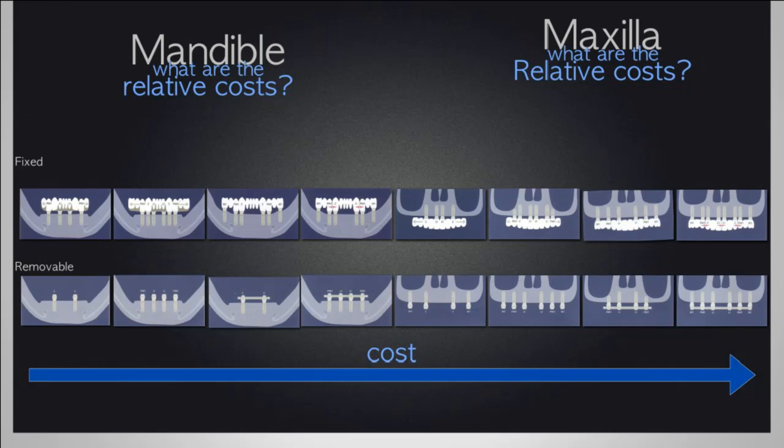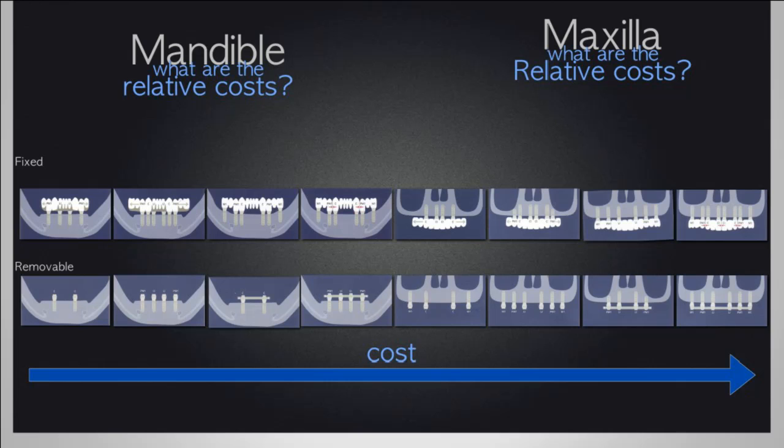The reason for the increase in cost between this option and that option is there is actually more CAD/CAM milling required for that option, and that means that the cost, because of the external cost of using a laboratory, as well as manufacture of the bar, tends to push the cost up. Obviously, the more implants and the more units on the bar, the cost goes up.